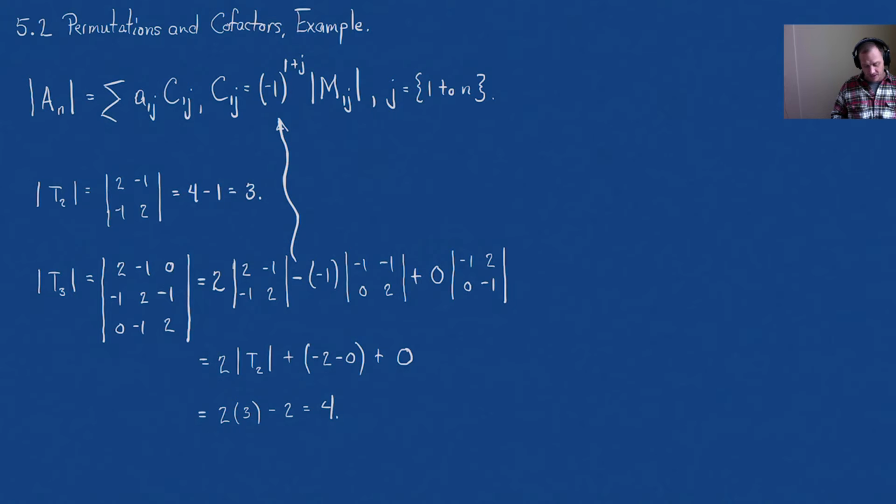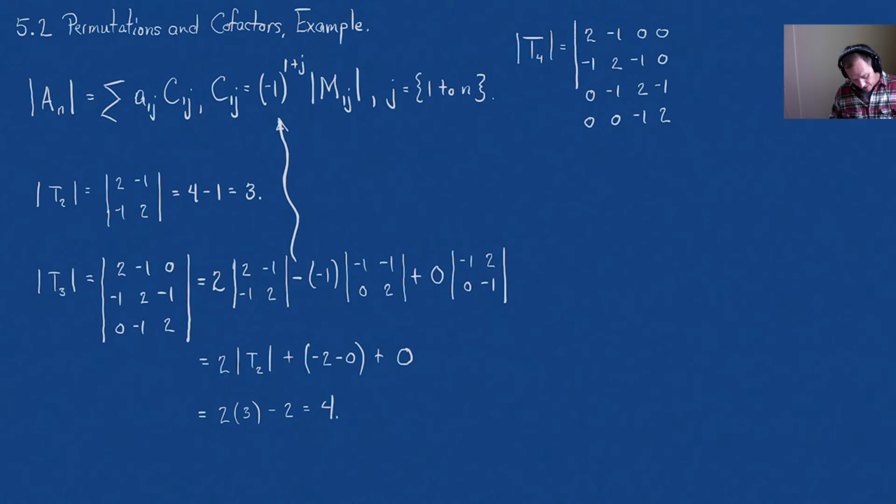Wow, we're going to take this one more step. Here we go. I think we can just fit this on here. That's right, the determinant of T4. How is that going to work? Well, T4 looks like this: 2, minus 1, 0, 0; minus 1, 2, minus 1, 0; 0, minus 1, 2, minus 1; 0, 0, minus 1, 2. That is T4.